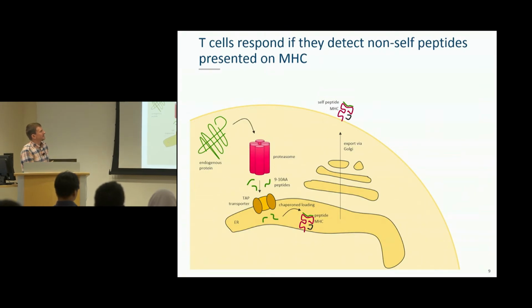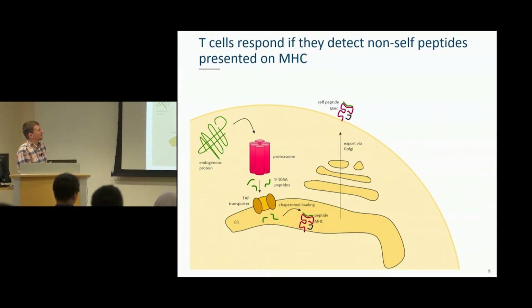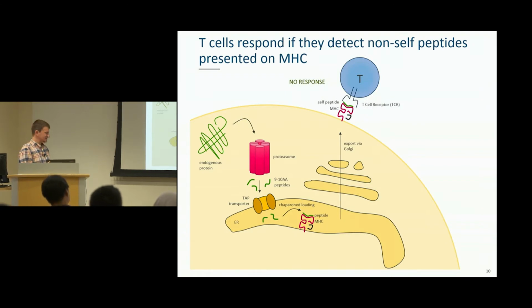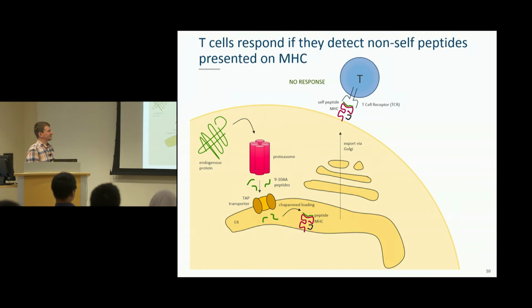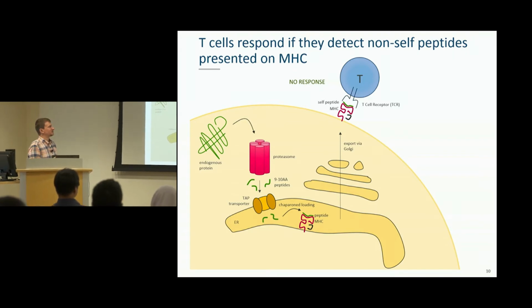Okay, so we have the system. It's presenting all these different short peptides from the proteome, and the T cells are coming along and they're looking at these peptides. Now, assuming that this peptide here came from a normal host protein, there should be no response when the T cell encounters it.